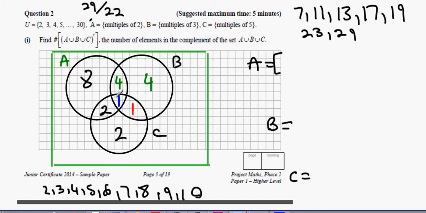And that explains everything. So we have 22 numbers accounted for, and we have the 7 prime numbers on the outside, which aren't included in A, B, and C. So now we know what this means here, okay? Find the cardinal number of A union B union C complement. This means everything that's not inside A union B union C. And the answer to that is going to be 7.